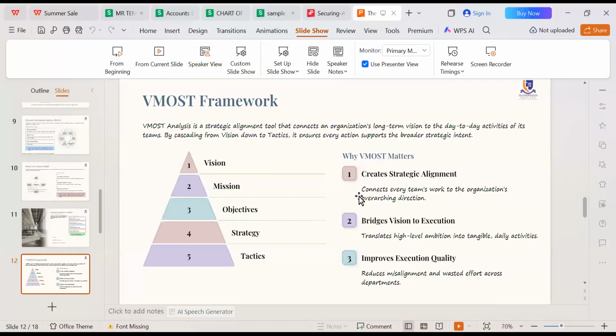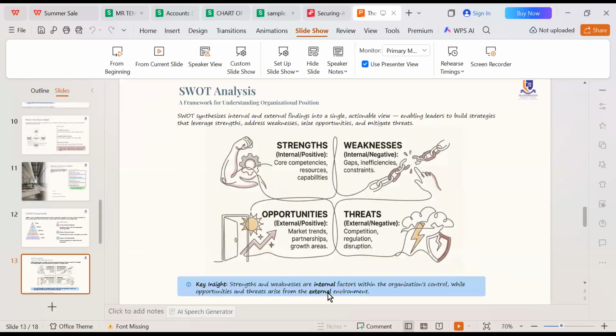Why this matters? Because it will create a strategic alignment between the team, and also for them to achieve the goal which the organization is proposing. It bridges vision to execution. What are those things we need to be able to execute the strategic goal of the organization, and also how to improve the execution, right? We also need to look at that.